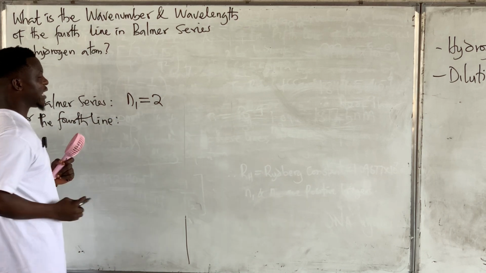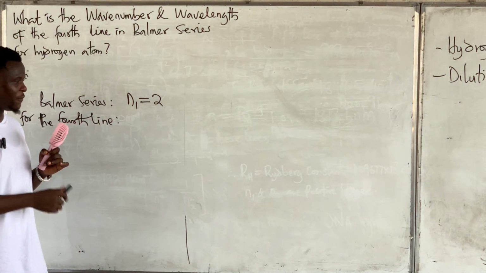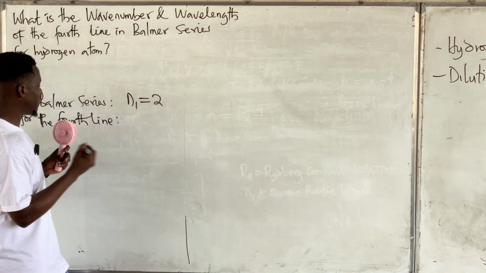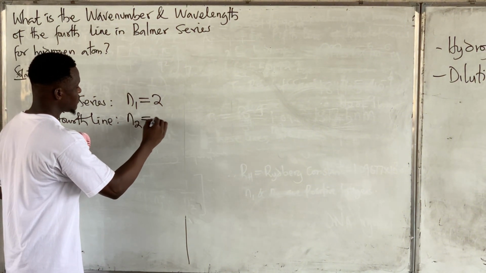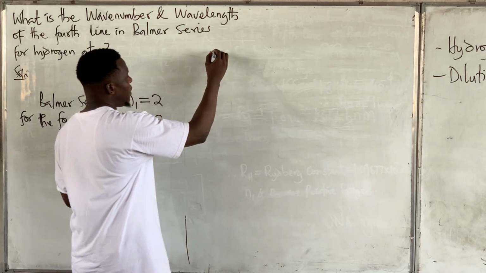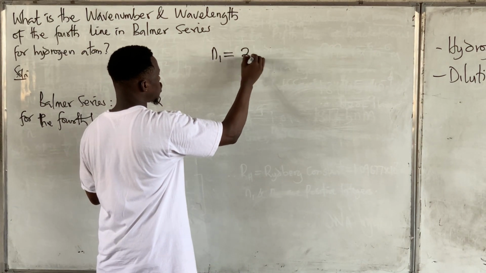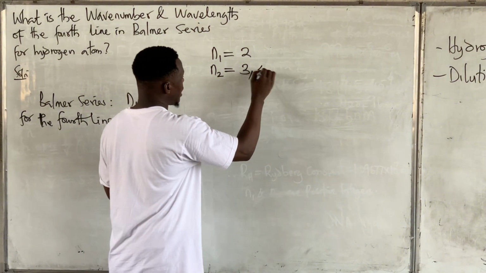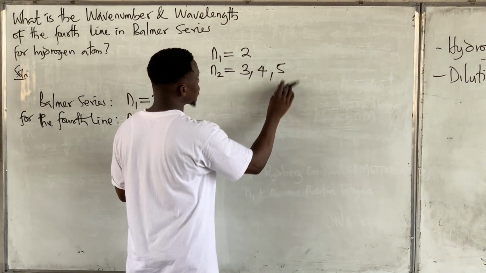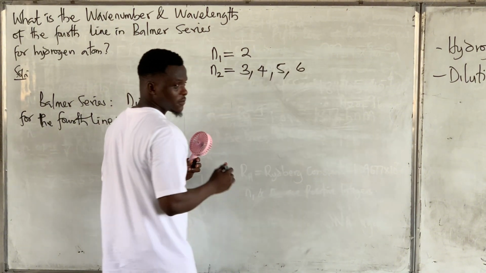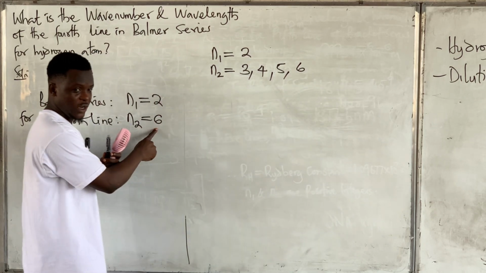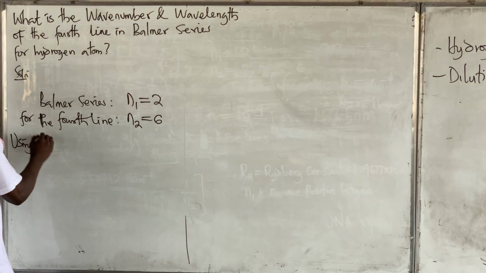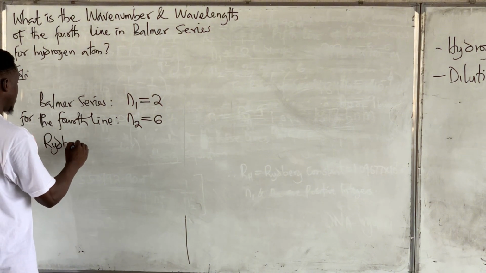Class, let's check out that shortcut I told us earlier. Fourth line will now say 4 plus 2 is how many? So for the fourth line, N2 will be equal to what? Now let's verify. For Balmer, N1 is equal to 2. N2 for first line will be equal to what? Second line? Third line? Fourth line will be equal to 6. So that is correct. It corresponds. All right. Using the Rydberg equation in exams, this statement is not necessary.